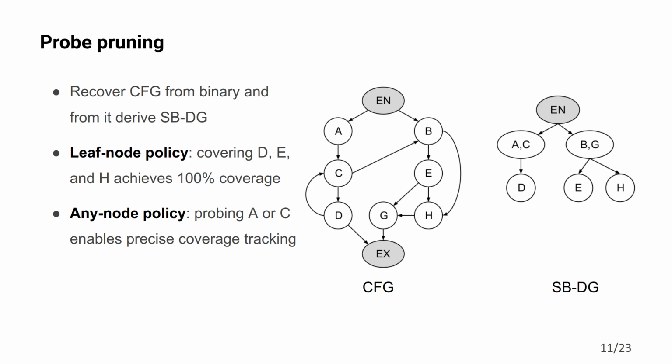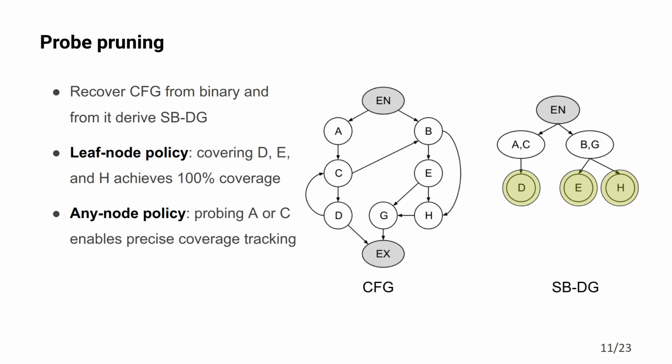bcov offers two instrumentation policies based on this graph. In the leaf node policy, we instrument only the leaves. Covering all leaf nodes implies that we have reached 100% coverage. However, the leaf node policy might not be precise enough. For example, it's possible to visit the node C without visiting D. This means that the coverage report might miss A and C even after visiting them.